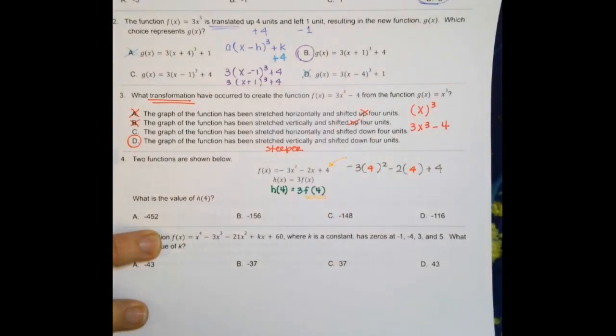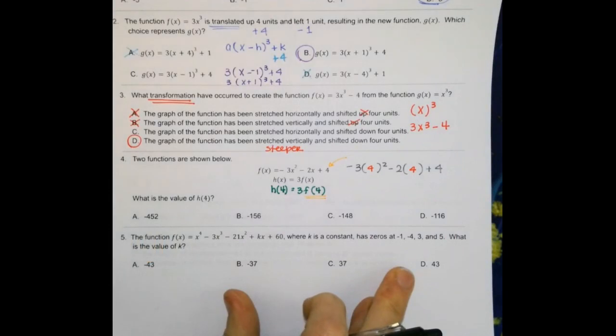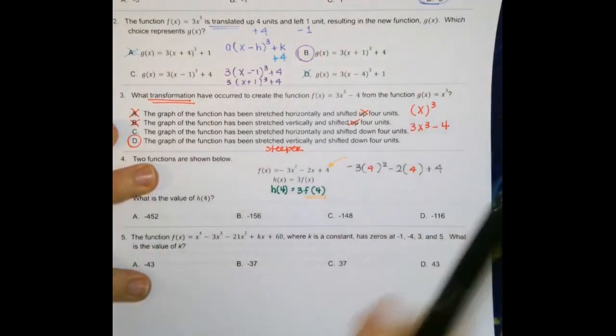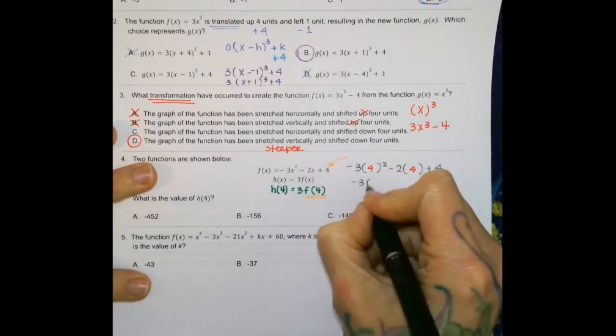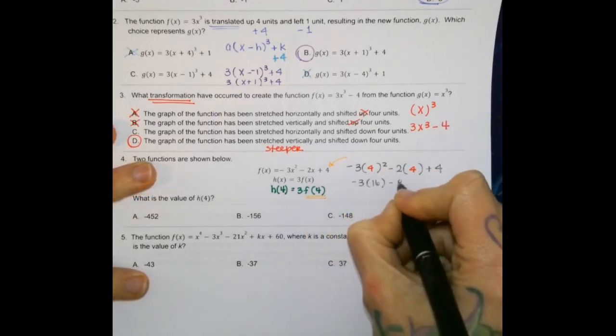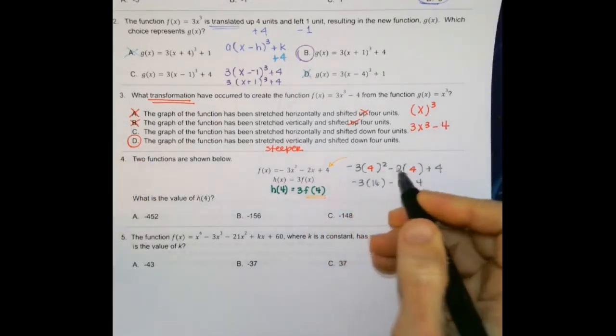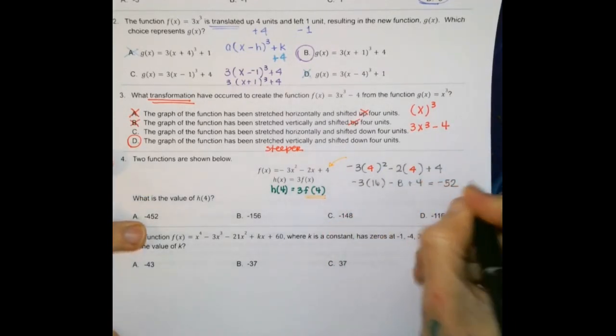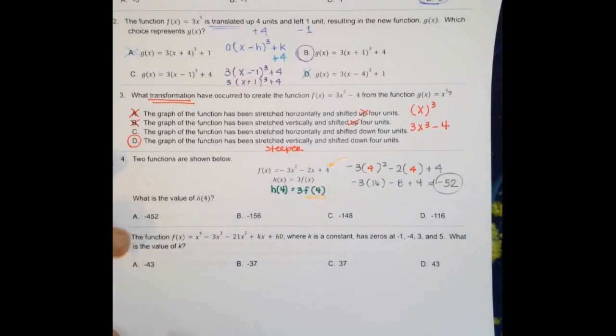Positive 4 squared is 16. Multiply that by a negative 3. You can do it by hand. You can do it all at one time. I'm always an overwriter because I don't want to make mistakes, especially on an EOC with positives, negatives, and squaring things. And this is going to give me a negative 52. That is not our final answer.